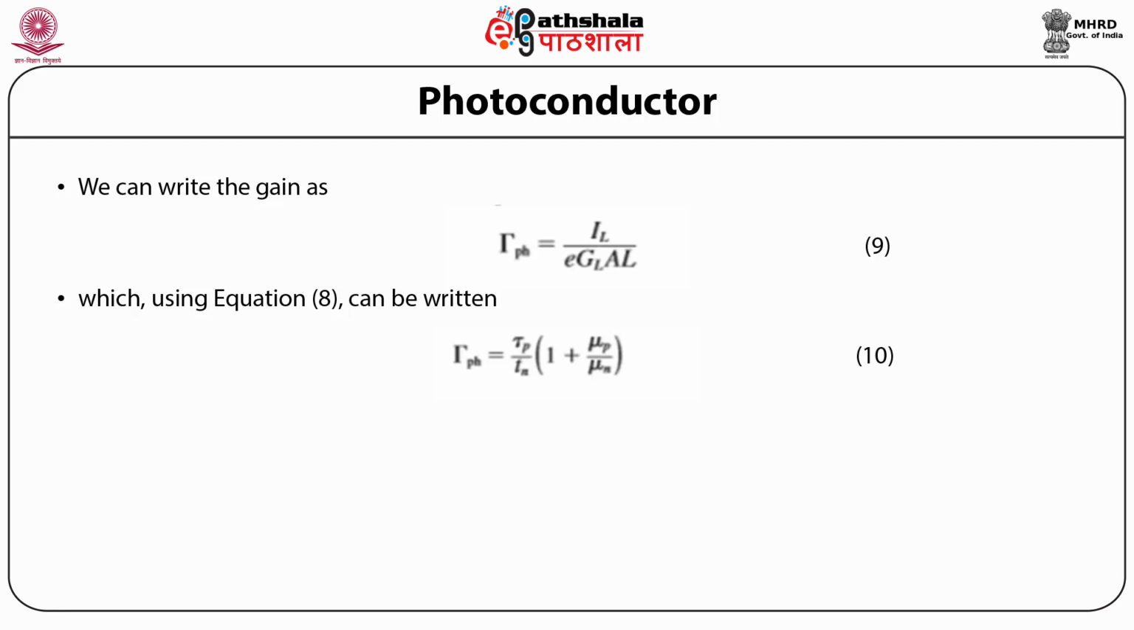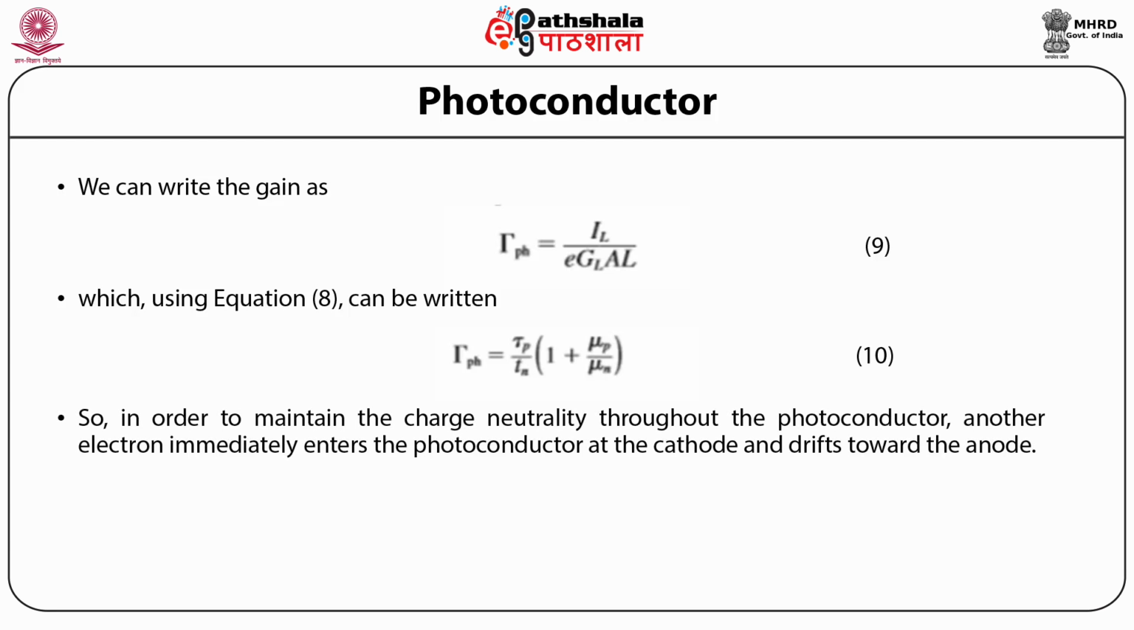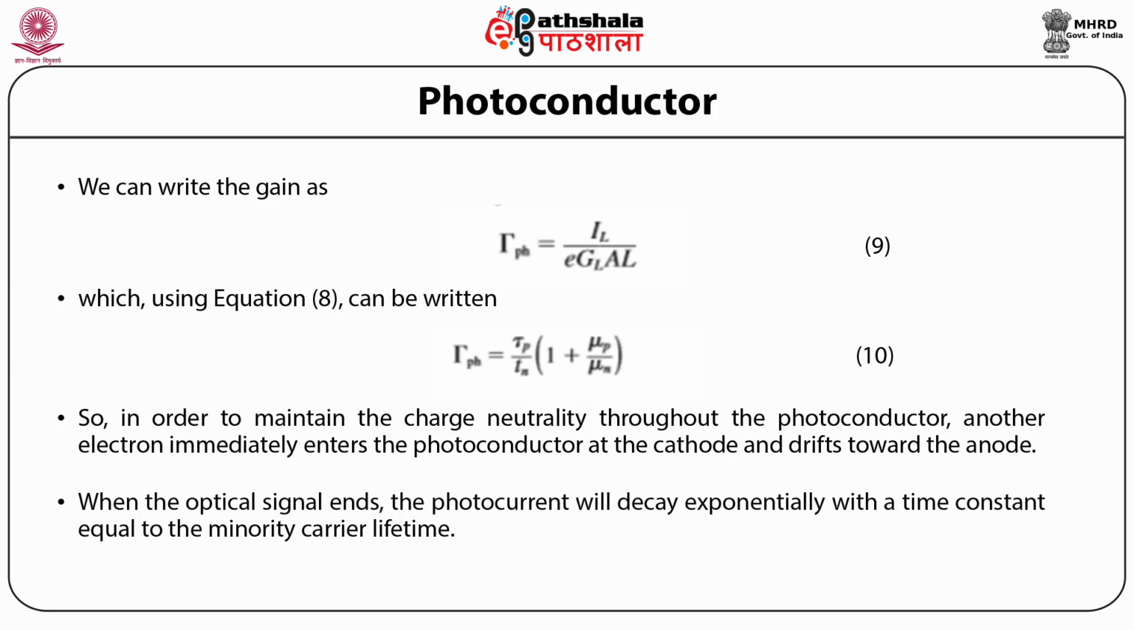The excess electrons will drift quickly out of the photoconductor at the anode terminal. So in order to maintain the charge neutrality throughout the photoconductor, another electron immediately enters the photoconductor at the cathode and drifts towards the anode. This process will continue during a time period equal to the mean carrier lifetime. So, at the end of this period, on the average, the photoelectron will recombine with a hole. When the optical signal ends, the photocurrent will decay exponentially with a time constant equal to the minority carrier lifetime.